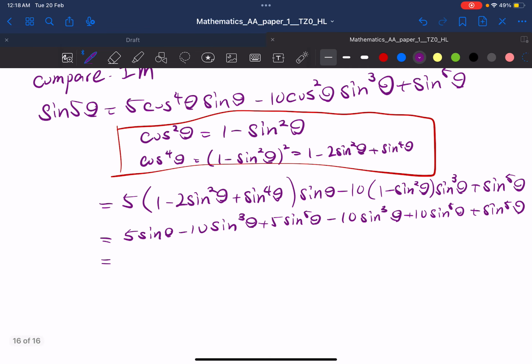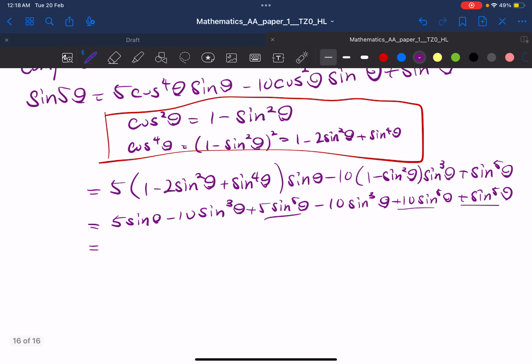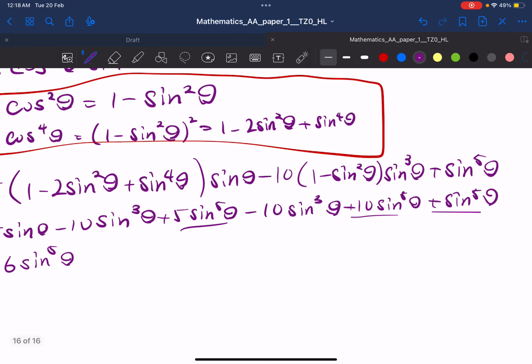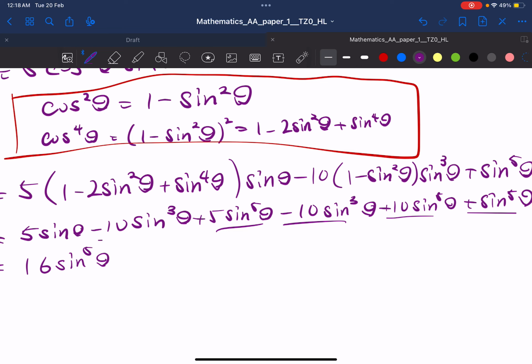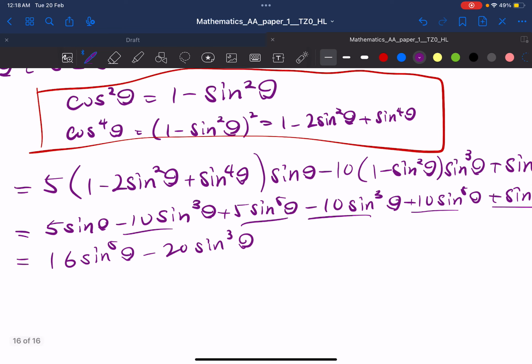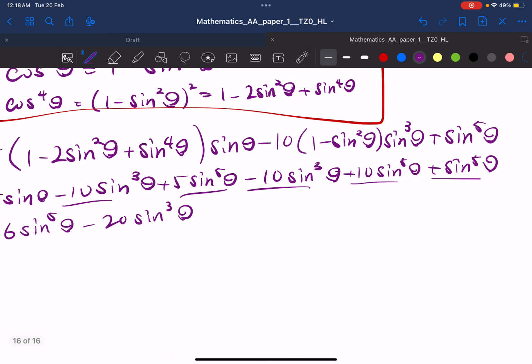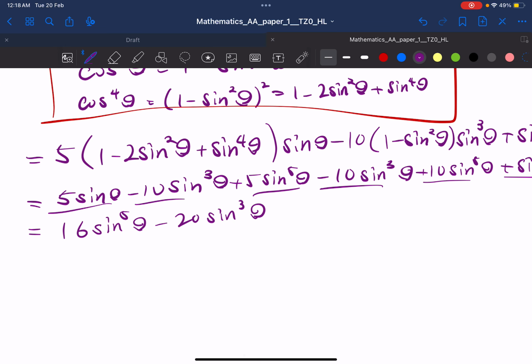Okay, so here we know whether we are right or wrong because they gave you the answer. So let's do the sine power 5 first. So we have 1, 2, and 3. So 5 plus 10 plus 1, I think that's 16, right? And then we do the cube. So we have minus 10 and minus 10. So these two, minus 20. The final one would be 5 sine. I think that's the only one that remained, right?